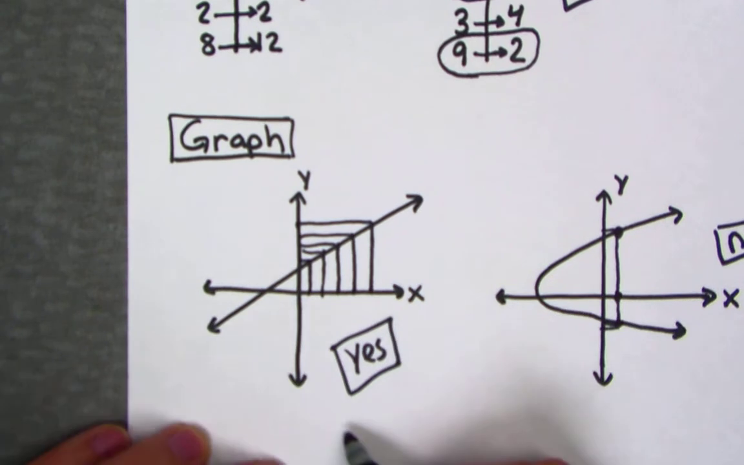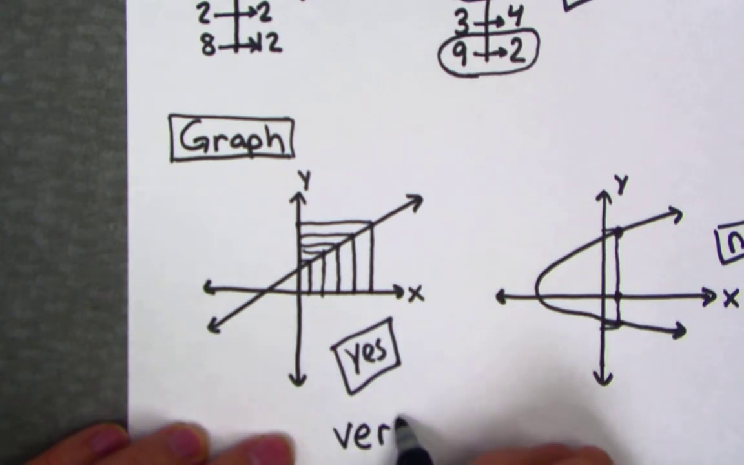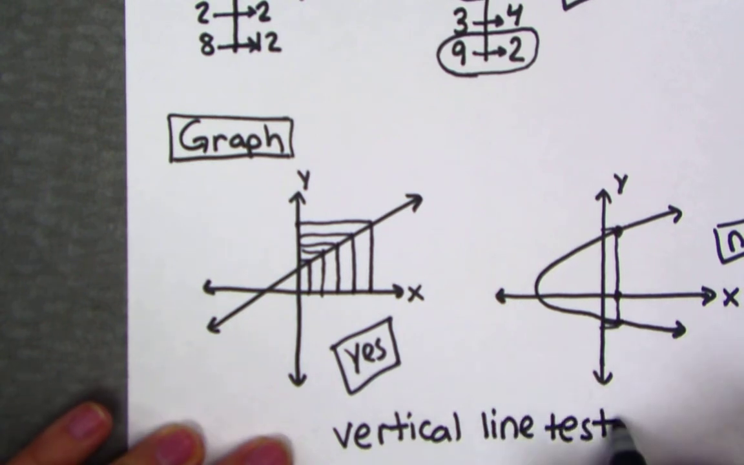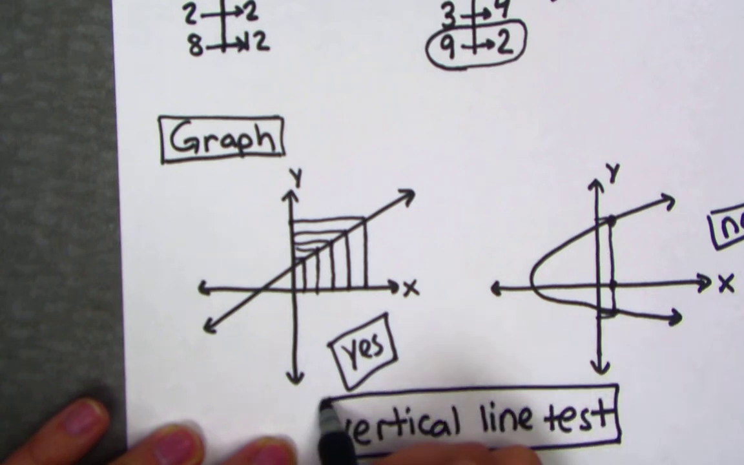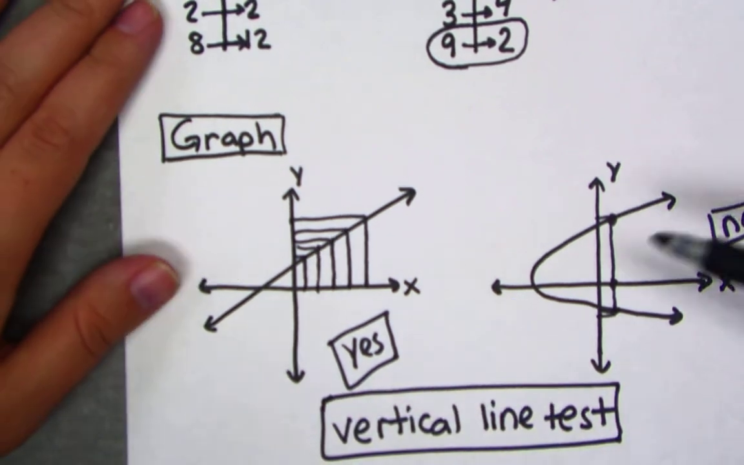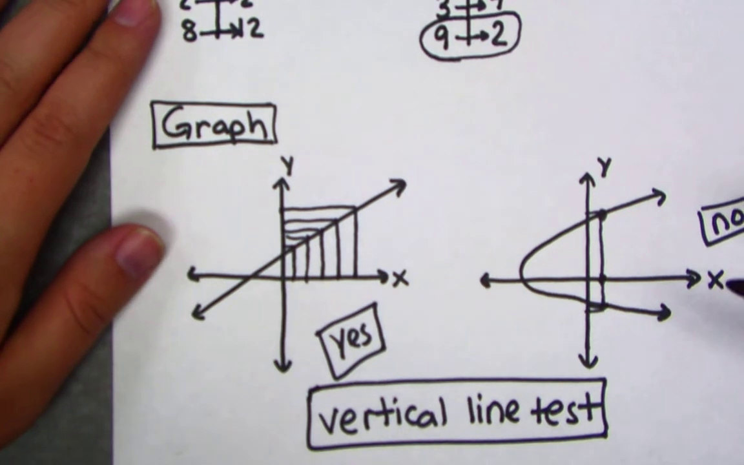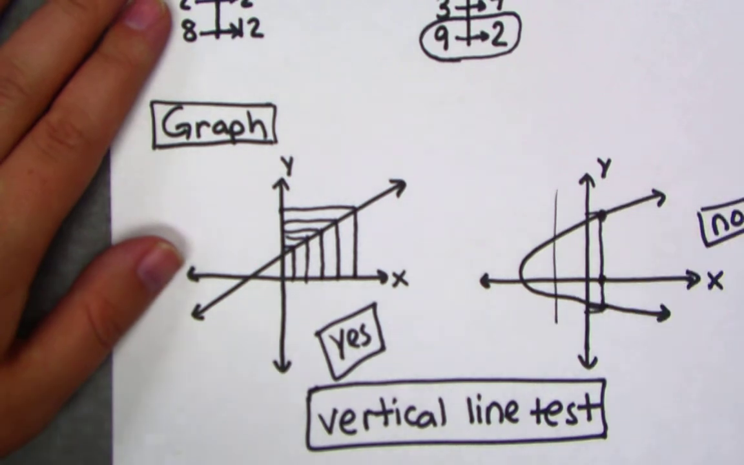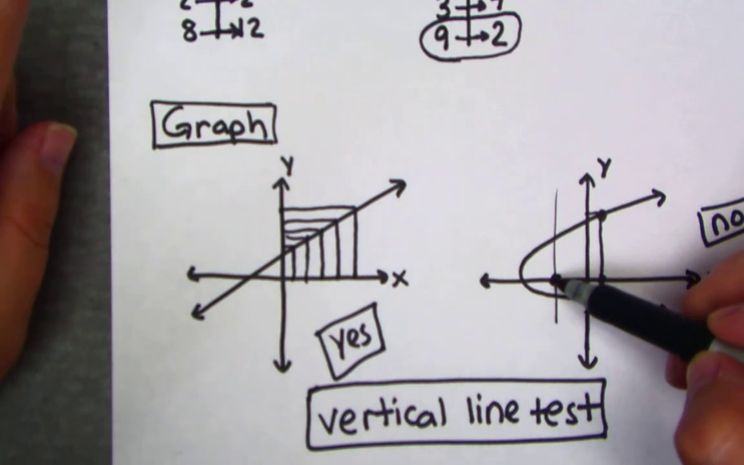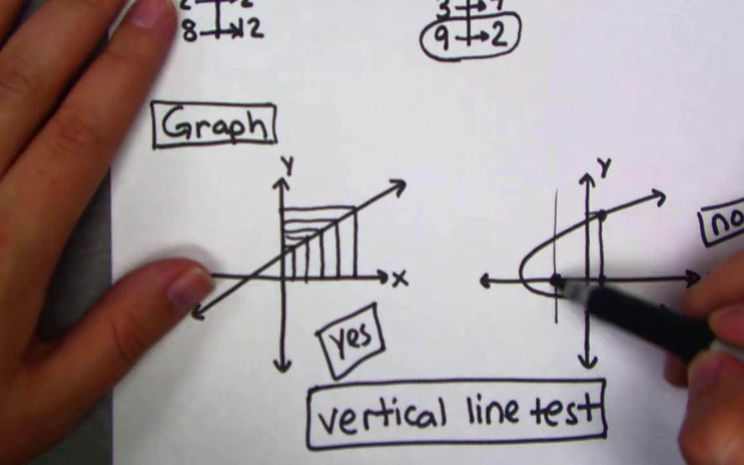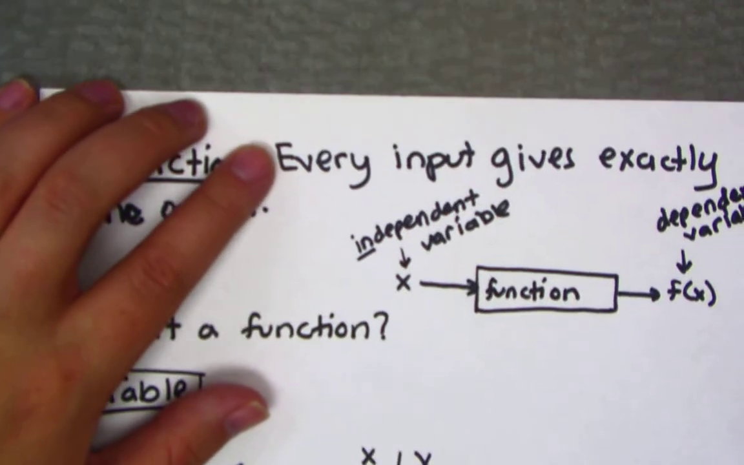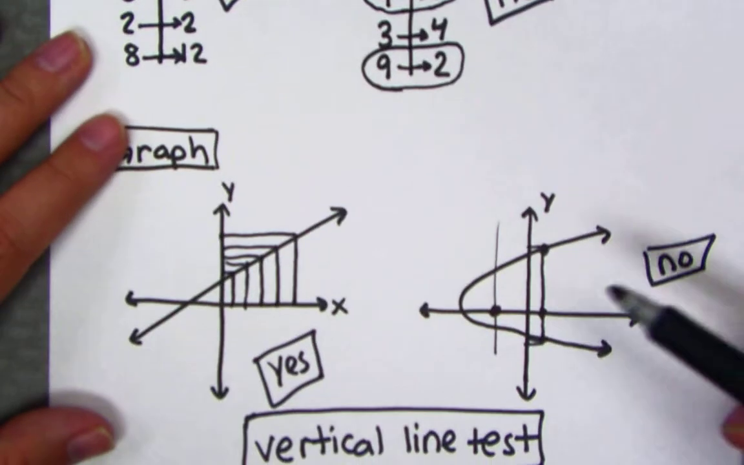A nice way to tell if graphs are functions is something called the vertical line test. What this test means is that if you draw a vertical line anywhere on your graph, it should only cross your graph in one spot, because each vertical line represents an input value. And if it only crosses in one spot, it's a function. If it crosses in two, then it's not a function, because every input can only give exactly one output, not two.